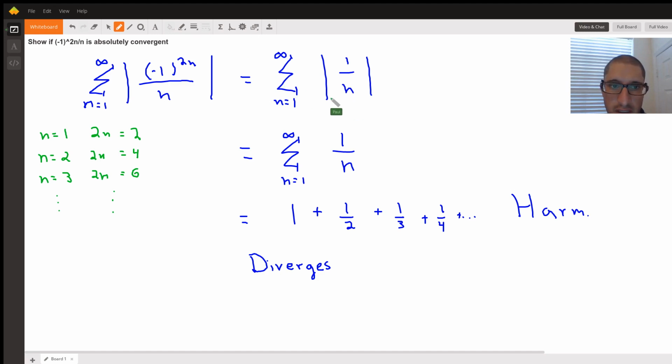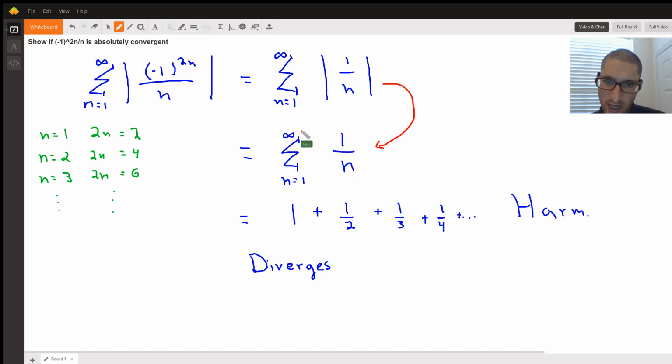Moving on to the next line, from here to here, we simply apply the absolute values. n is always going to be positive because we're starting at 1 and going to positive infinity, so there's no change. 1, of course, is a positive number, so there's no change.